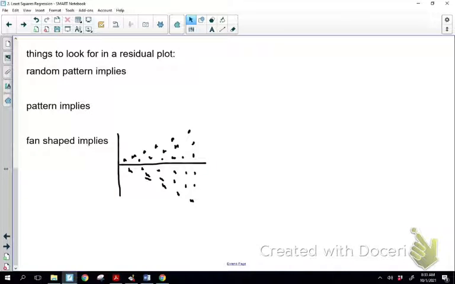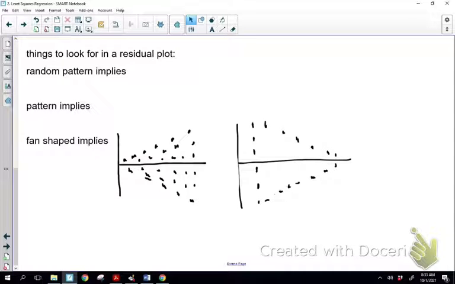So it's really narrow at first, and then it spreads out. So I would say that's a pattern, or vice versa. Maybe it's really wide at first, and then it progressively narrows as you read left to right. So that's a fan-shaped pattern, and yet again, any kind of pattern is a bad thing.